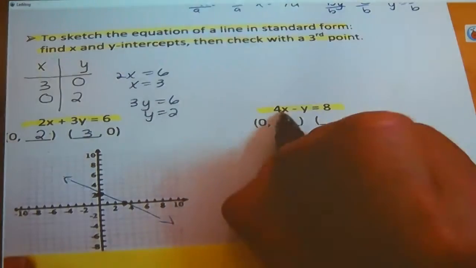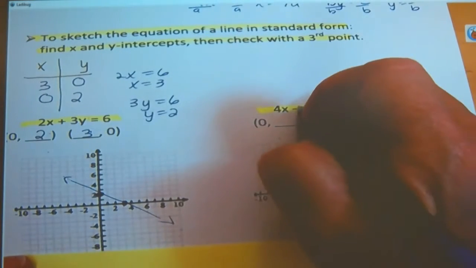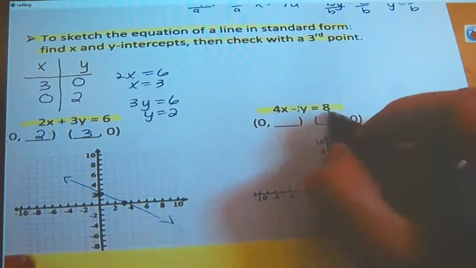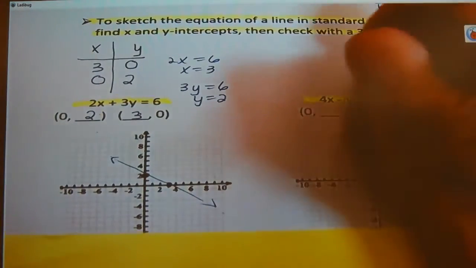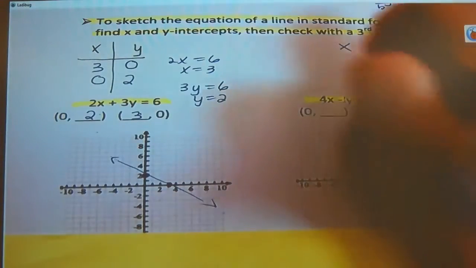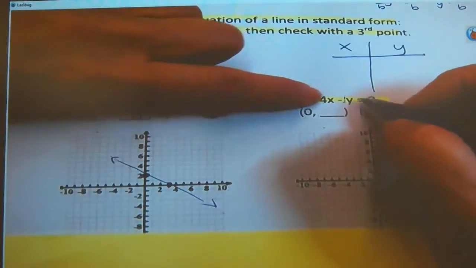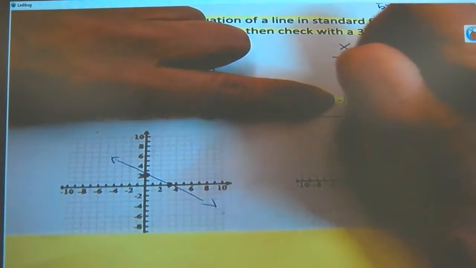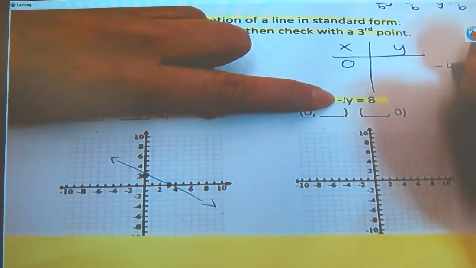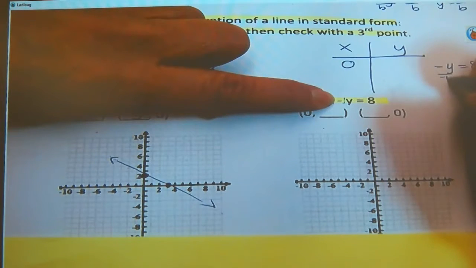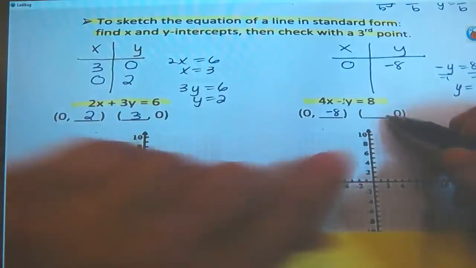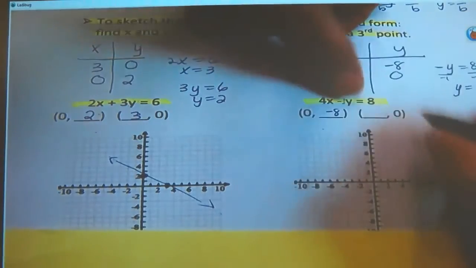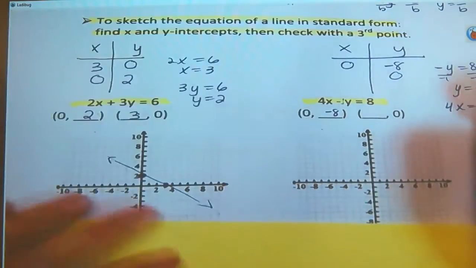So here, look at 4, and what's the number in front of y? That's a -1. And they both divide into 8. This is a good candidate for this problem. Okay, so x and y. This time let's do x first. If x is 0, then we have -y equals 8, so y equals 8 divided by -1, y equals -8. Now if y is 0, then we have 4x equals 8, x equals 2.